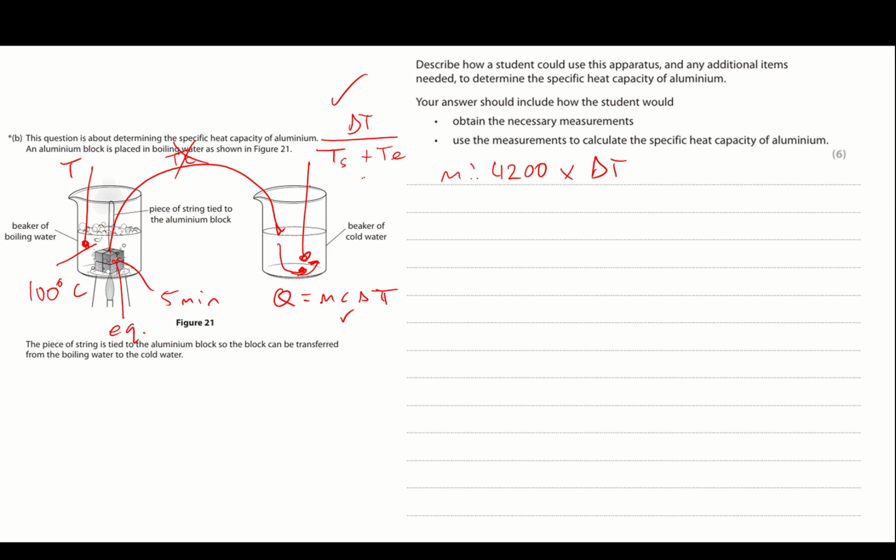What we don't know is the mass. So if I just get rid of all my squiggles now, what I'm going to do is take the aluminium block out, put that on some digital scales. We've got to dry it in between.